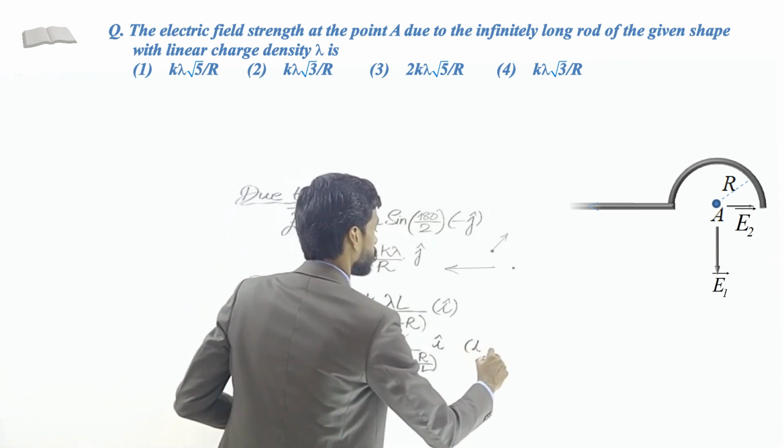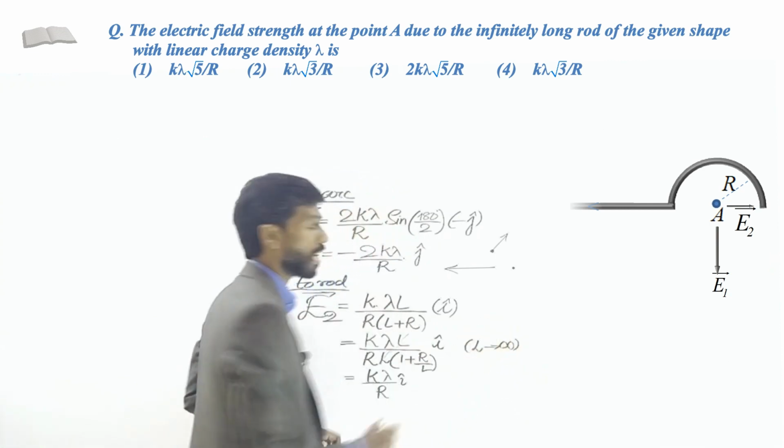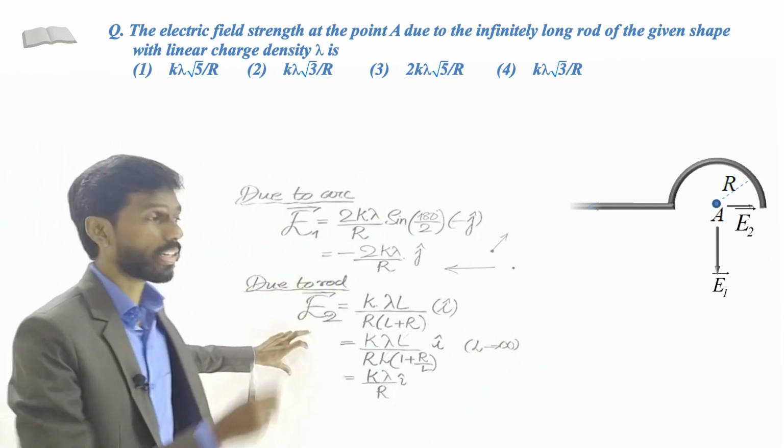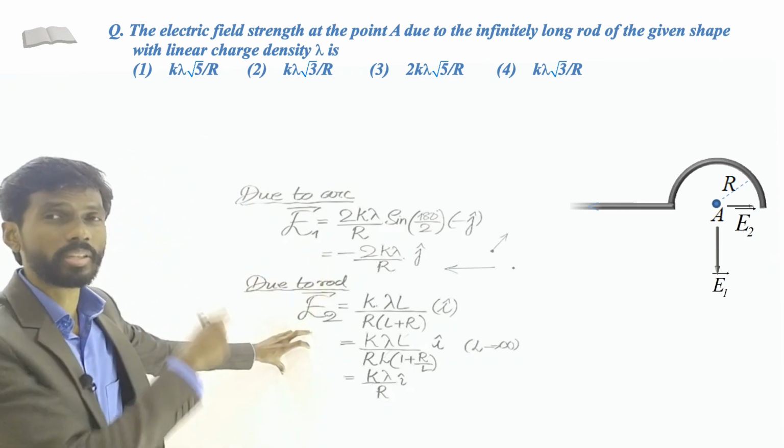That's all. So here we have substituted L infinity, L tends to infinity. So this is the electric field due to the second part, that is a rod, an infinitely long rod.